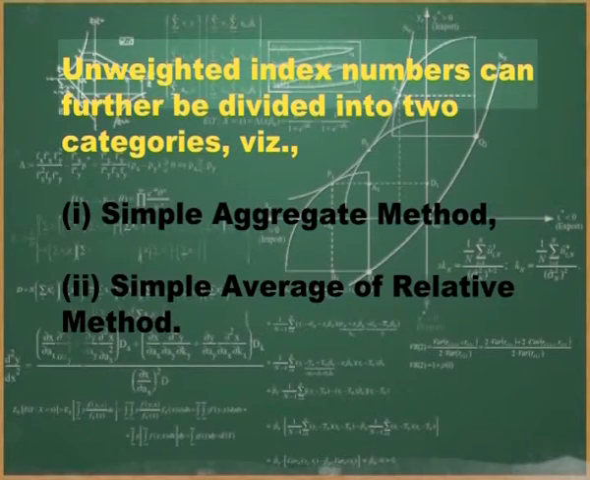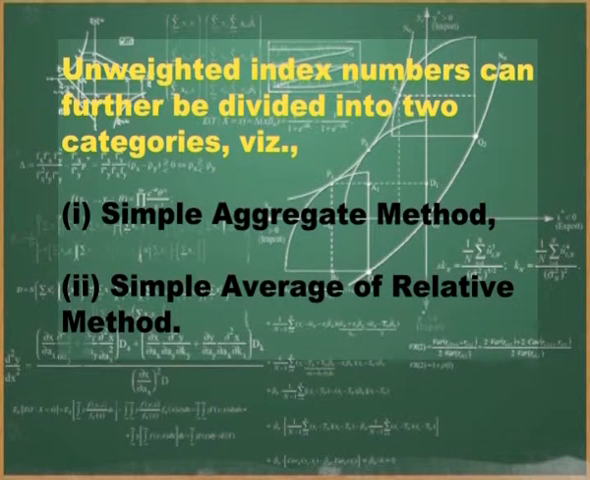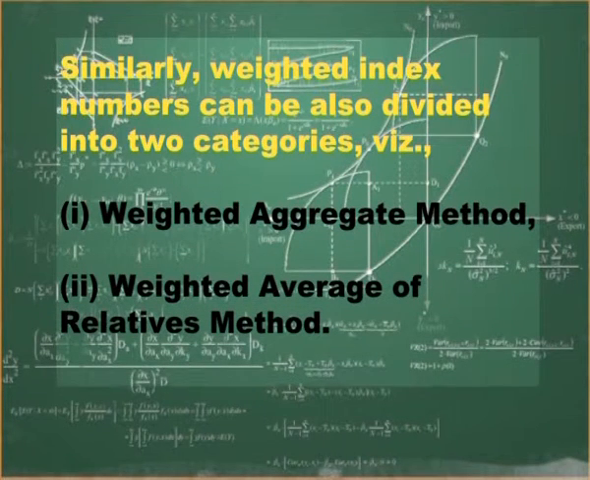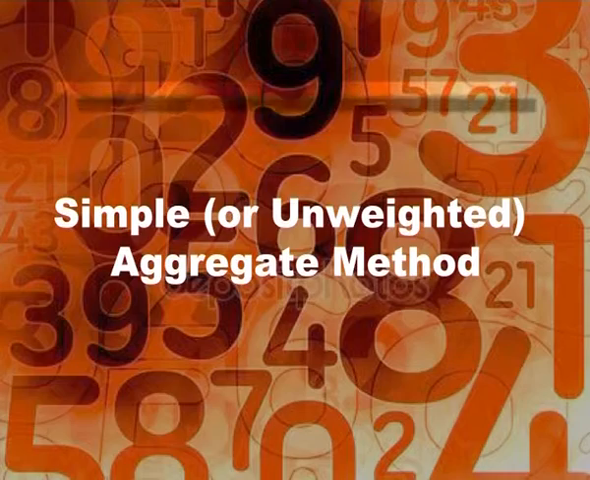Second, weighted method. In the simple or unweighted method, index numbers are constructed without assigning weights to the different items. Whereas in the weighted method, index numbers are constructed after assigning weights to different items according to their relative importance in the group. Unweighted index numbers can further be divided into two categories, that is, simple aggregate method and simple average of relatives method. Similarly, weighted index numbers can also be divided into two categories, that is, weighted aggregate methods and weighted average of relatives method.